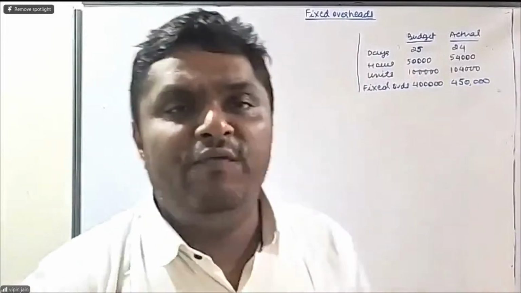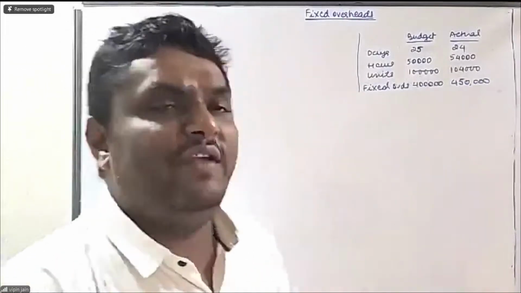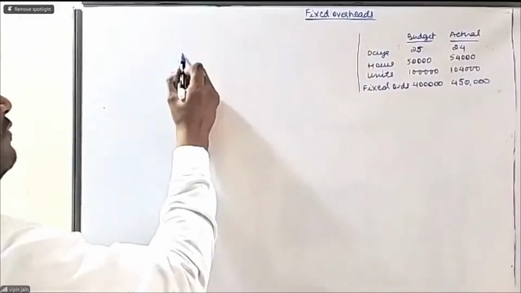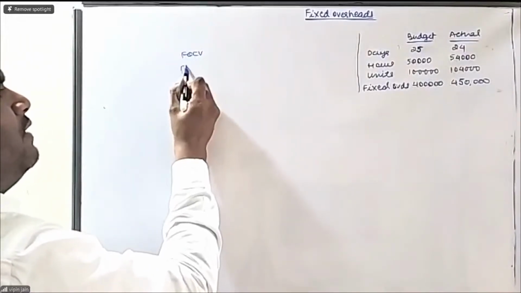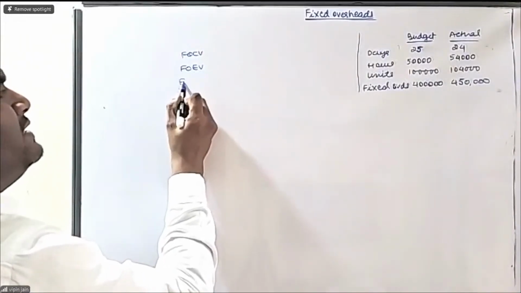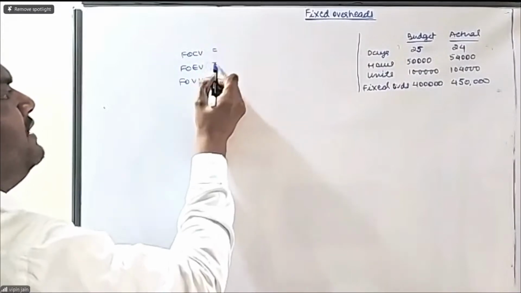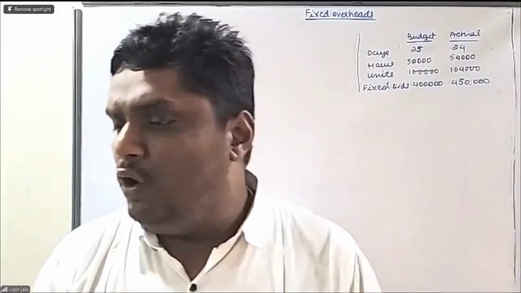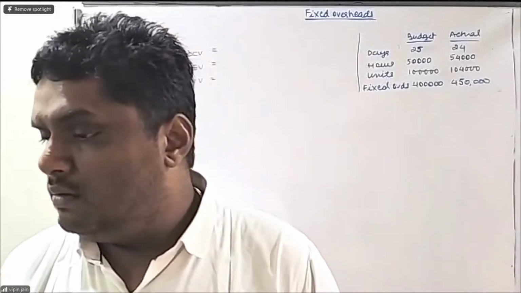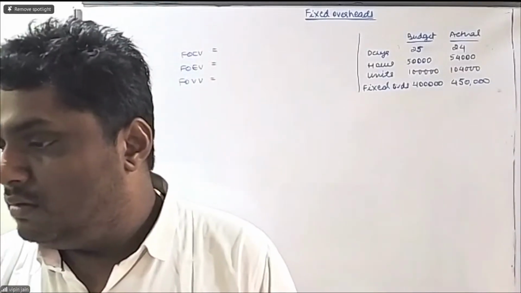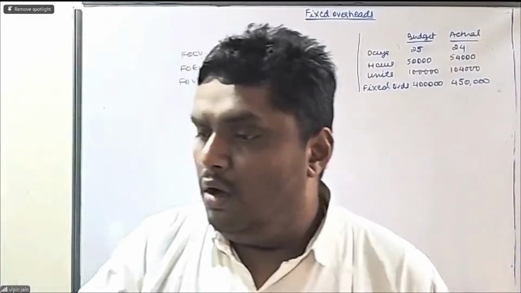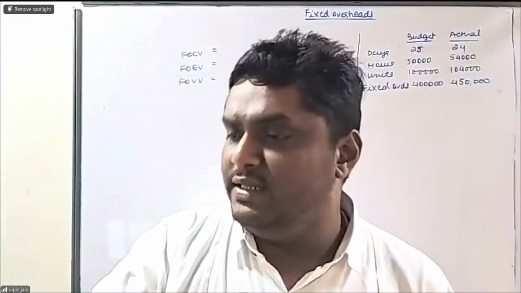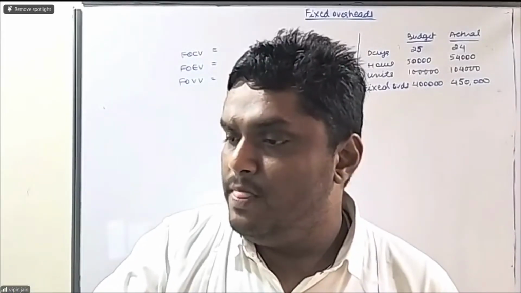So this is the question for you guys, just to check whether you guys are thorough with the concepts or not. So fixed overhead cost variance, expenditure variance, and volume variance. I want these three answers only: cost variance, expenditure variance, and volume variance. Production volume variance is basically fixed overhead volume variance.